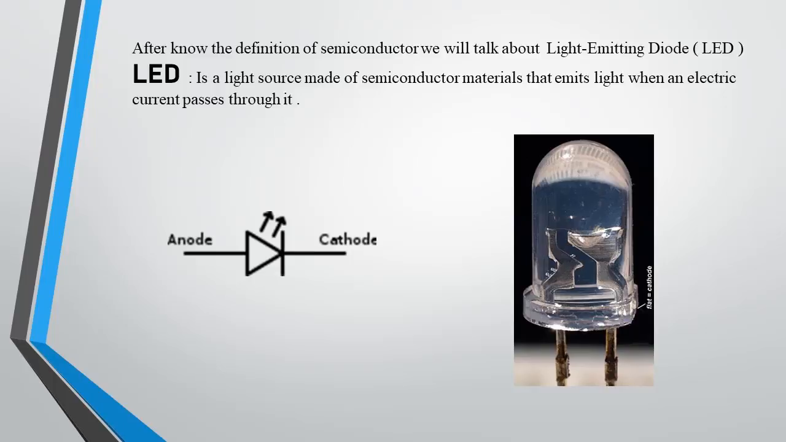After knowing the definition of semiconductor, we will talk about the light-emitting diode, LED. LED is a light source made of semiconductor materials that emits light when an electric current passes through it.